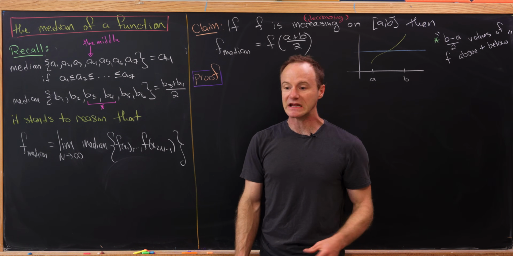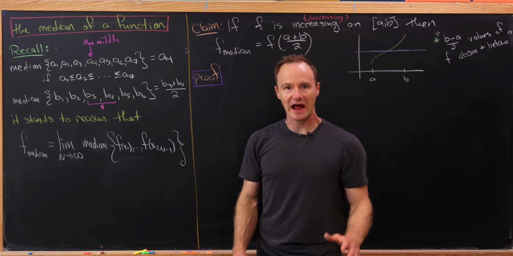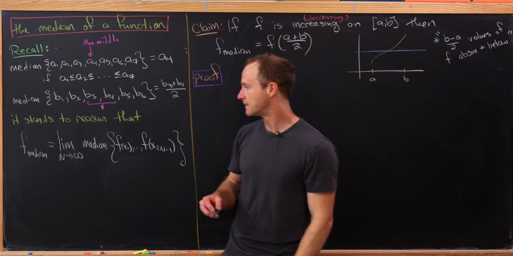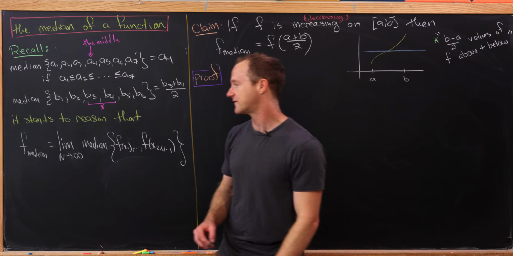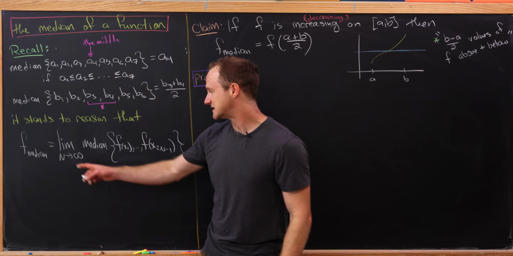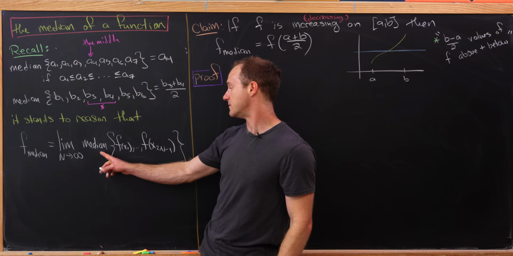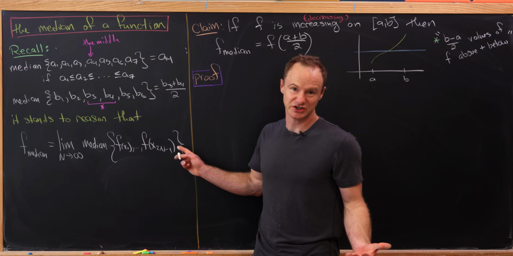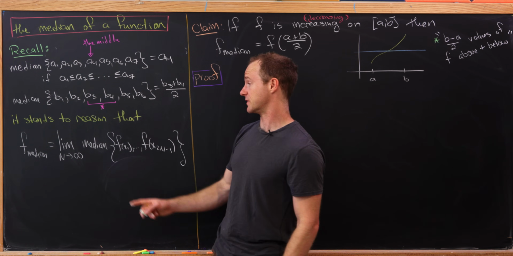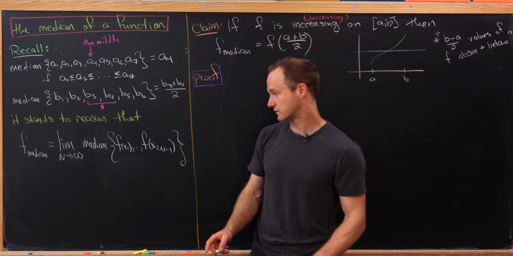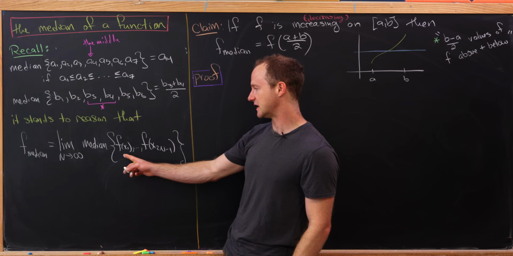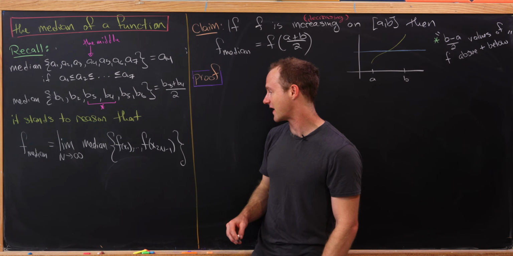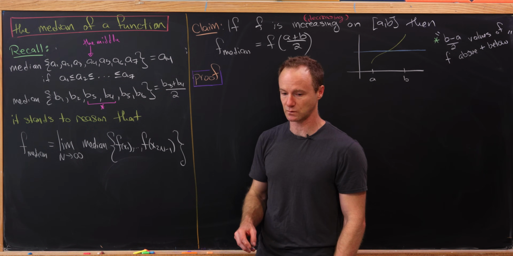So if we're looking for the median value of a function, perhaps we could do this limit trick that we did for the average value of a function. In other words, we could define f median to be the limit as N goes to infinity of the median of, and I've written it as an odd number of values just to make it simple, but since N is going to infinity, it doesn't really matter here. So this would be f of x sub 1, f of x sub 2, all the way up to f of x sub 2N minus 1.